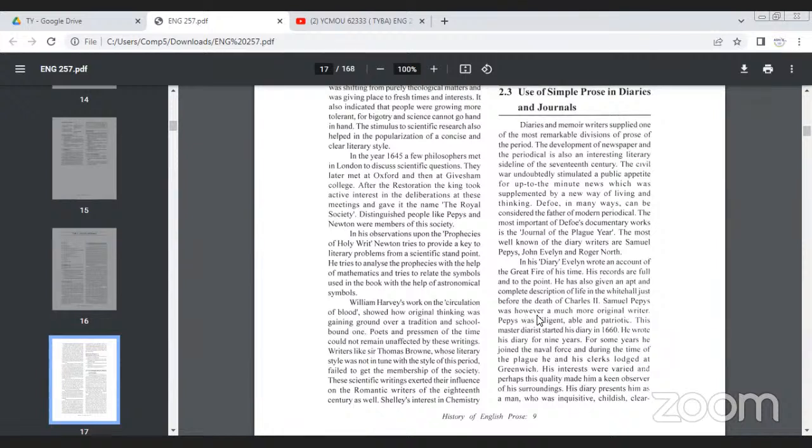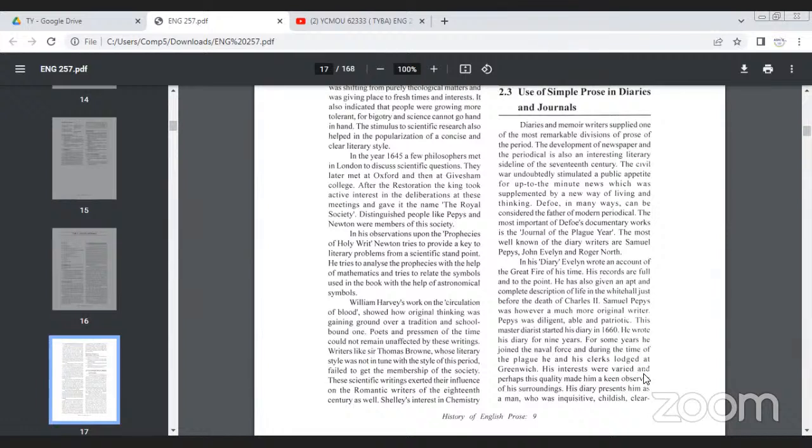Samuel Pepys was a much more original writer. Pepys was diligent, able, and patriotic. This master diarist started his diary in 1660. He wrote his diary for 9 years. For some years, he joined the naval force, and during the time of the plague, his clerks lodged at Greenwich.